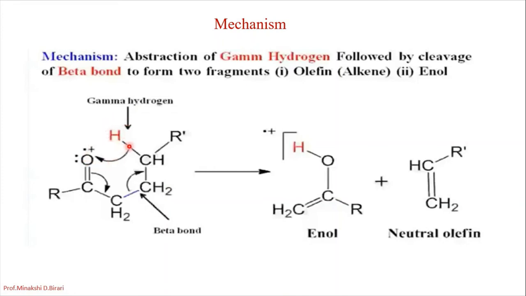We can observe here, this will be the gamma hydrogen, as we label here alpha, beta and gamma carbon. So to this gamma carbon, the hydrogen atom is present. Transfer of this gamma hydrogen occurs and it is followed by beta cleavage to form two fragments. One is enol radical cation and the second one is a neutral species, that is neutral olefin. So a very simple mechanism is involved in the McLafferty rearrangement.